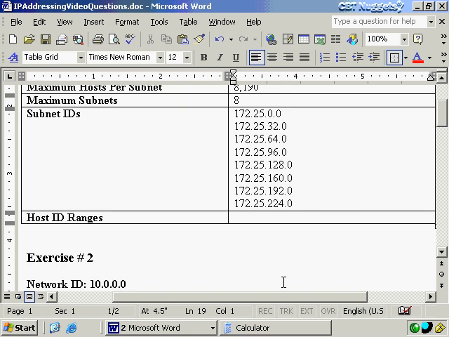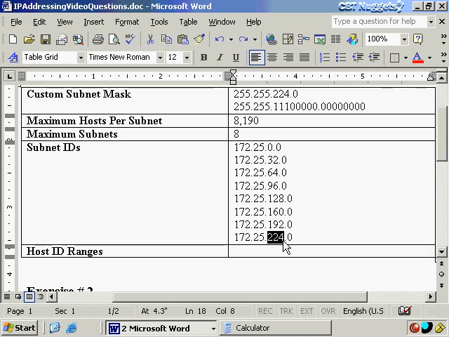Now, before we get to those host ID ranges, however, let me also point out that this last subnet ID that we have available ends in 224.0, and that would be something you can use as a guideline as you're coming up with your subnet IDs. The first one is whatever your original subnet ID is, which was 172.25.0.0. I already mentioned that. The last one will be equivalent to our custom subnet mask in the subnetted position.